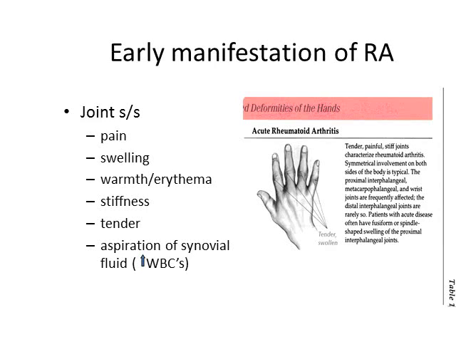If they become tender, if they aspirate anything from the synovial fluid, it usually tends to have high WBCs if they have RA. Most of the time you don't have any WBCs in your synovial fluid.